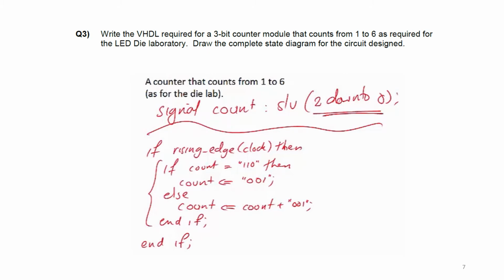So 2 to the power 3 means 8. So there will be 8 combinations, but as it suggests, you need to count 1 to 6. So you can go up to 6. Let's look at the architecture first for the counter.